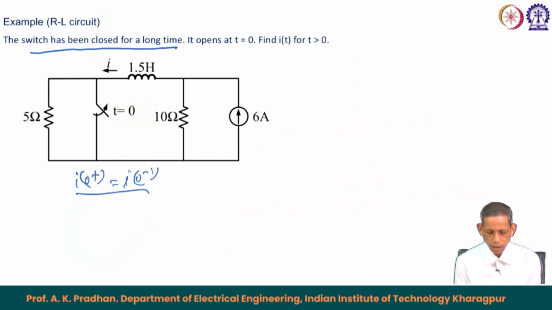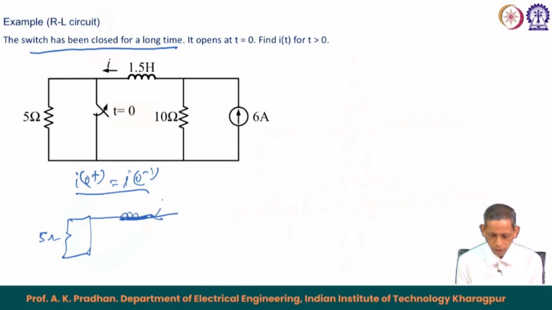For that circuit the switch was closed. So, if you see here, this becomes your 5 ohm, switch closed, it is bypassed. Then this is the inductor. In the steady state this will also be shorted.